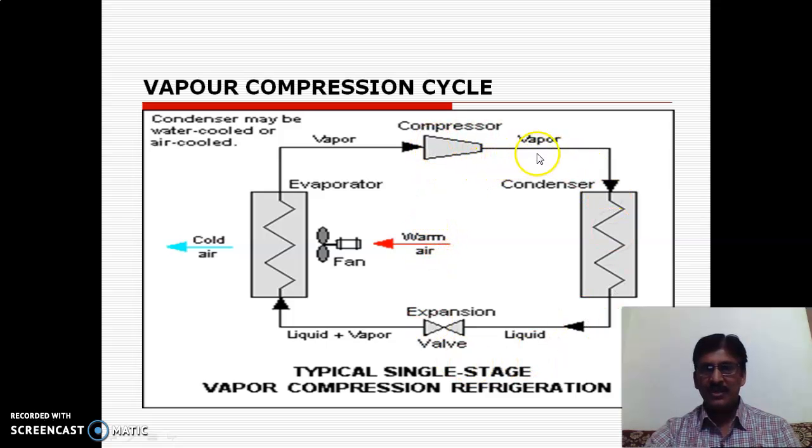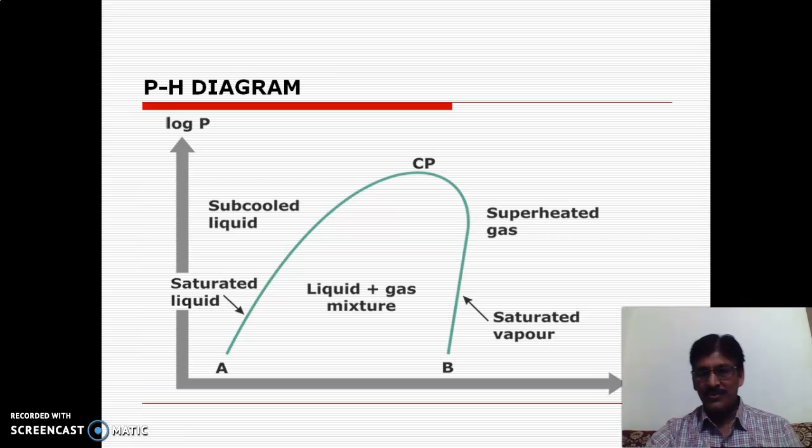We can use any type of refrigerant in the vapor compression cycle. It may be R134a, R12, R22. So this is the basic fundamental vapor compression cycle.